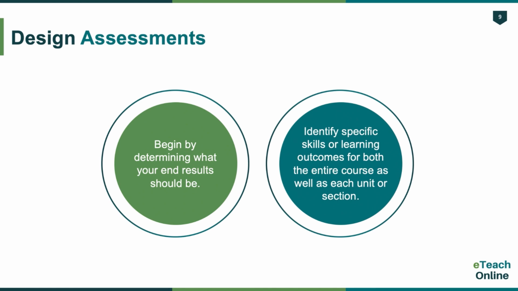Begin by determining what your end results should be. You should identify objectives for the entire course as well as specific objectives for each module or unit. If a specific goal or outcome can't be identified for a given section, then it may be better to combine or split that section into adjacent or similar sections. Likewise, you should be able to identify specific skills or learning outcomes for both the entire course as well as each unit or section.